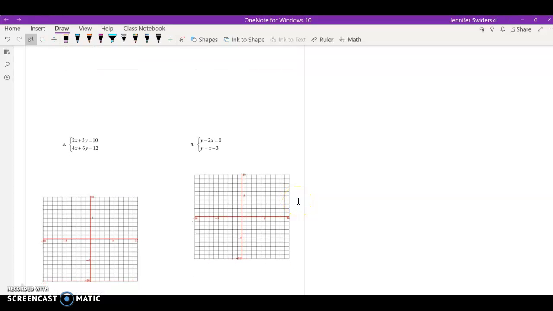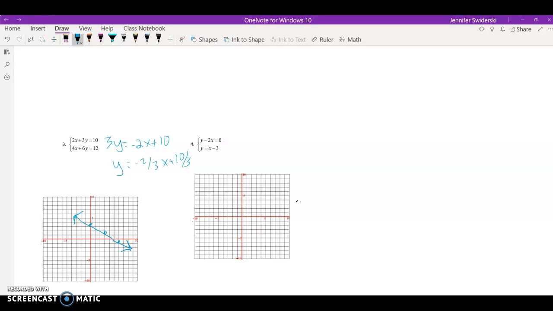Down below, these two we need to put in slope intercept form. So to do that for this first one, I'm going to subtract 2x on both sides. So I get 3y equals -2x plus 10. I'm going to divide both sides by 3, so I get y equals -2/3 x plus 10/3. All right, so 10/3 ends up being about 3 1/3. My slope looks like we're going down 2 over 3. The opposite of going down 2 is going up 2 to the left 3. So my graph looks like this.